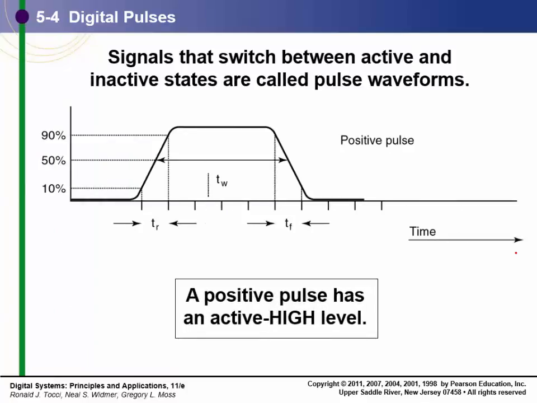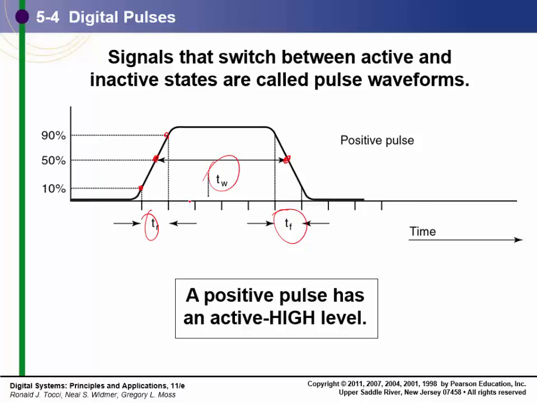Okay, some definitions here. Visual pulse. The width of the pulse is the time between 50% and 50%. And the rise time is between 10% and 90%. Signals that switch between active and inactive are called pulse waveforms, and that's just definition. You've got three terms right here: time rise, time fall, and time width, the width of the pulse.